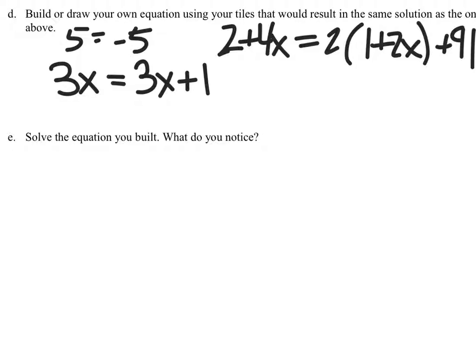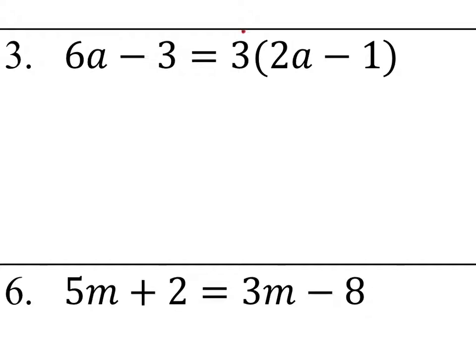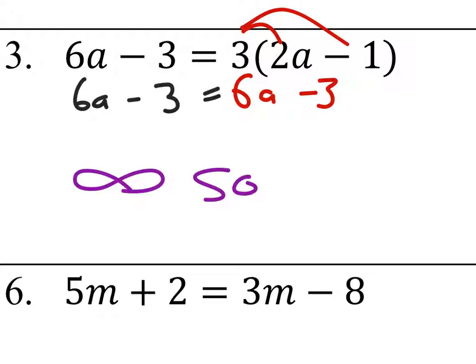So solve the equation you build. What do you notice? Again, the x's will cancel out and we're left with a number that does not equal the other number. So with that, we should be able to not solve these completely, but know how many solutions there will be. Like on these, if I distribute this 3 into the parentheses on the first one, then I get 6a minus 3. Well, the other side was 6a minus 3, so there's not really any need to do any more of this. I have one expression that is equal to the other, and they are the same. Therefore, this one has infinite solutions.